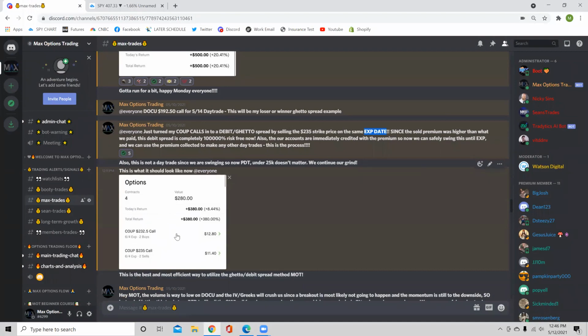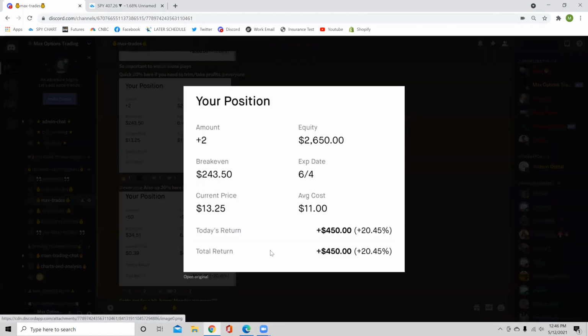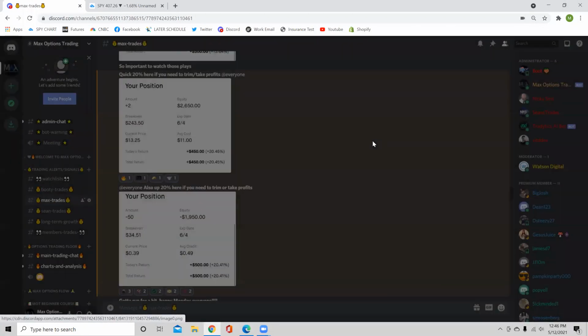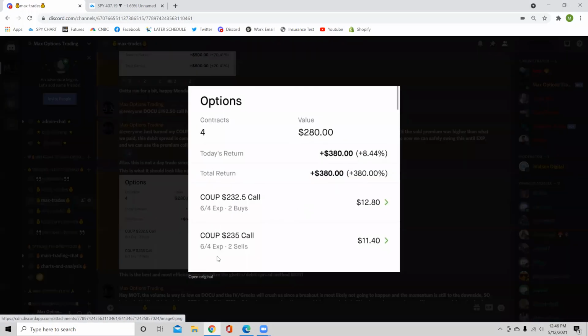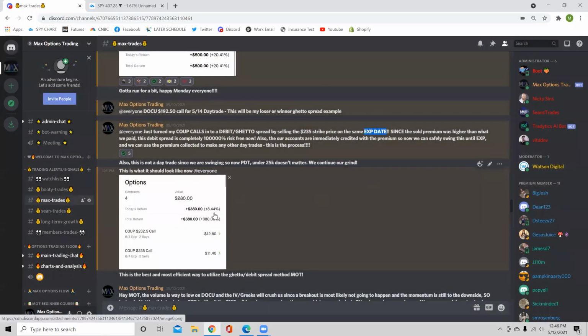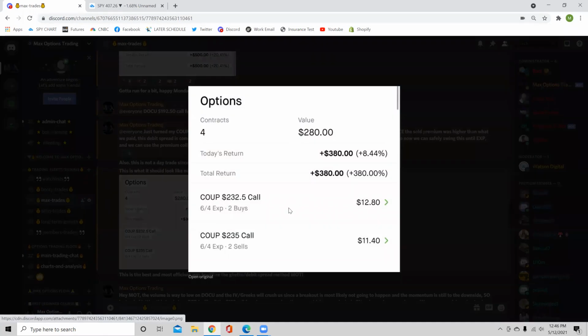This is what it should look like in your account. So you start off with a naked call or a naked put, and then you turn it into a spread by selling 1 strike price out of the money. That's exactly what it looks like. This is the most efficient way of utilizing this method because the contracts that I sold were higher than the contracts I paid for. So it's literally risk-free. You actually made money on the debit spread.